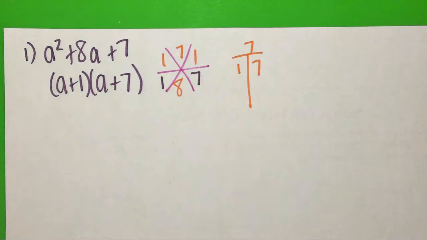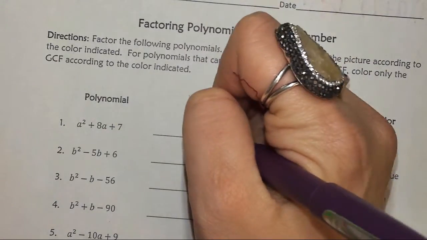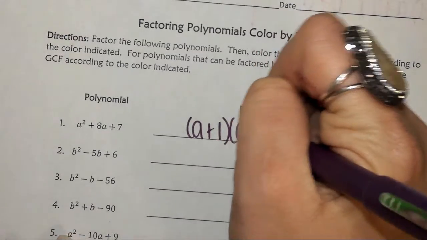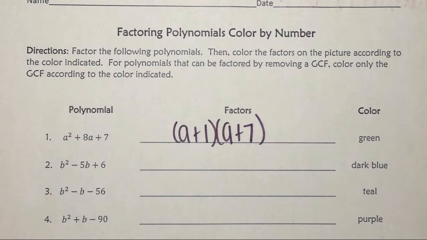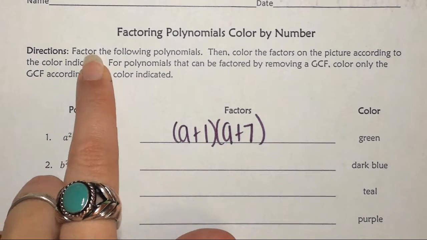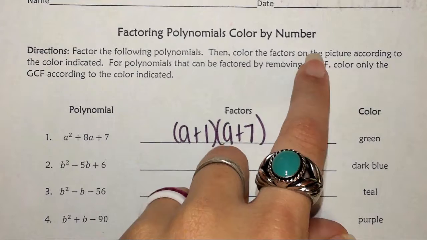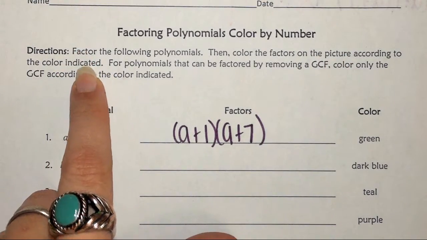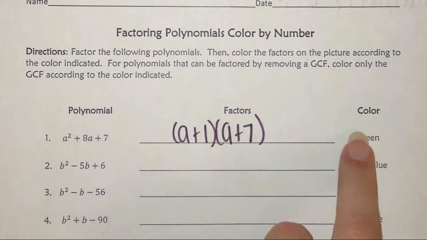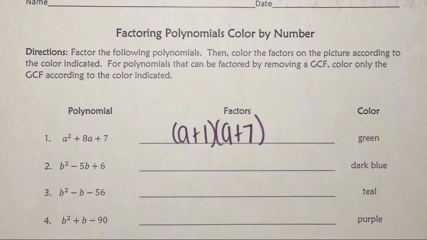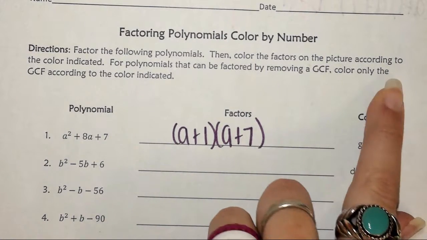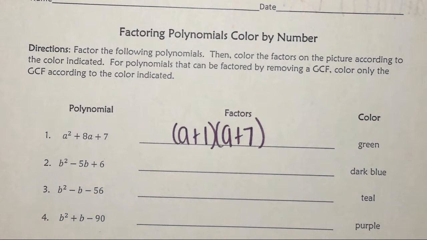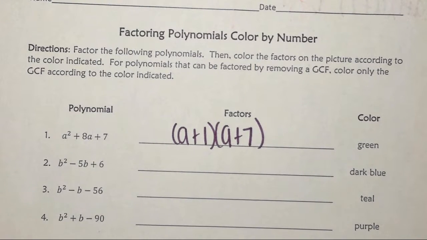Does everybody see what I did? Now we're going to turn our paper over and we're going to write A plus 1, and A plus 7. The directions say, factor the following polynomials. Then color the factors on the picture according to the color. So you're going to find these factors and color them what? Green. Then it says, for polynomials that can be factored by removing the GCF, color only the GCF. We're going to get to those in a minute. Let's look at number 2.